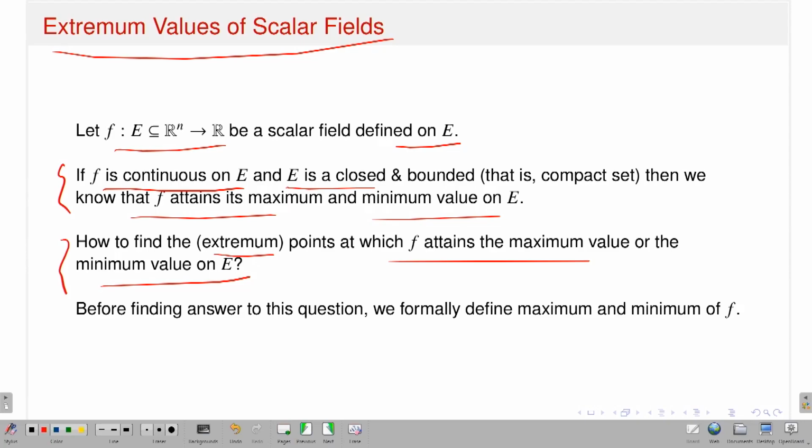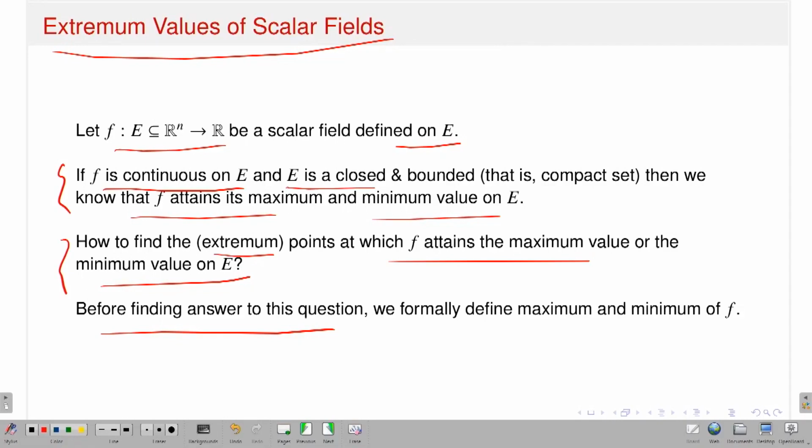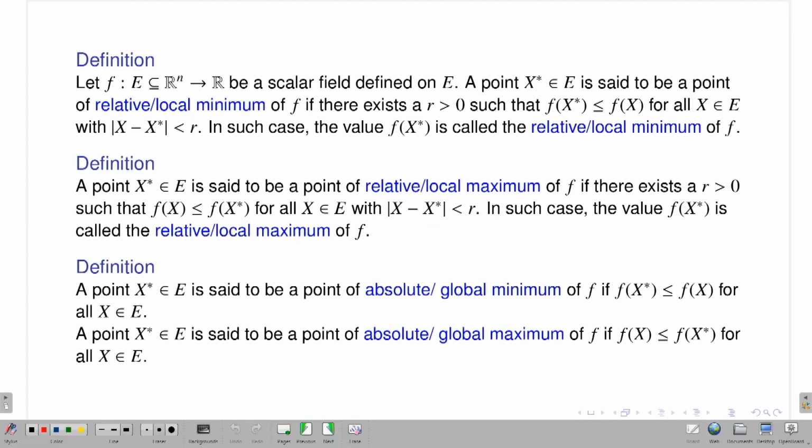Okay. So, before finding an answer to the above questions, I have to define what I mean by maxima and minima for the scalar field f. That I need to introduce, and then I will talk about how to find, for the given function f, the possible points I can investigate, if an extremum of that function exists. These are the possible points one can check for the attainment of those maximum and minimum values. Okay. So, let me see the first definition first.